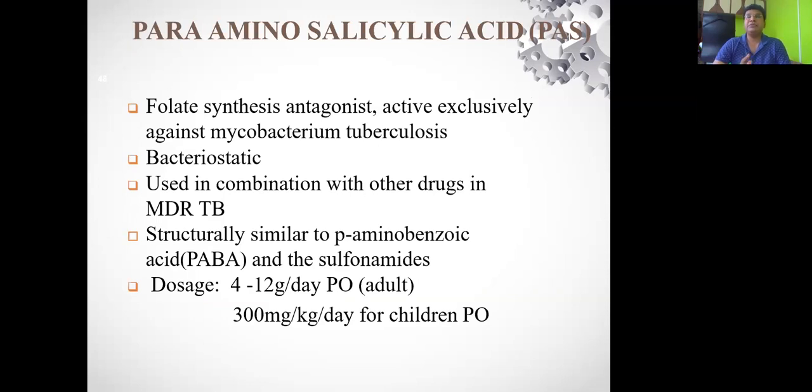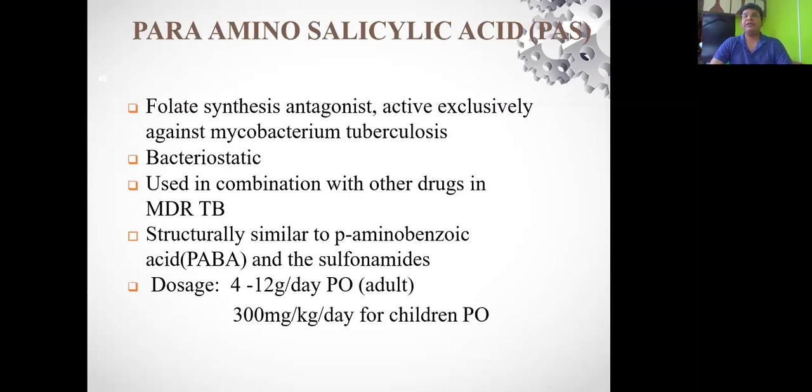As you know, this para-amino salicylic acid has a structural similarity to PABA, that is para-amino benzoic acid, and this has a relationship with sulfonamide. So it is structurally similar to PABA and sulfonamide. This particular para-amino salicylic acid acts by inhibiting folate synthesis. So this is a folate synthesis antagonist. And apart from that, it is active exclusively against Mycobacterium tuberculosis, and it is a bacteriostatic drug.